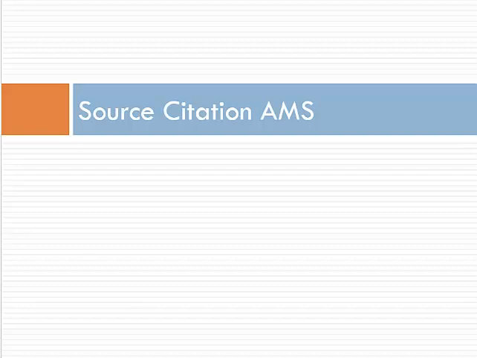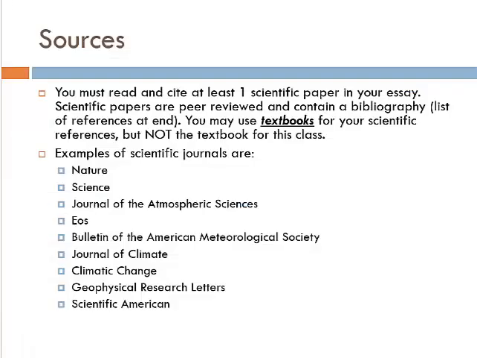In this video, I'm going to explain the format for citations in the American Meteorological Society. That's the format which you will use in this class, GEOS 330, for citations on your research papers. For the first paper, you must cite at least one scientific paper.